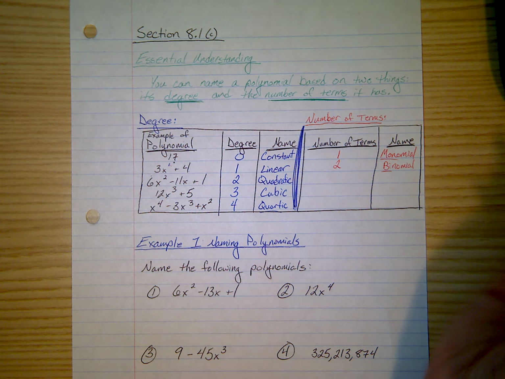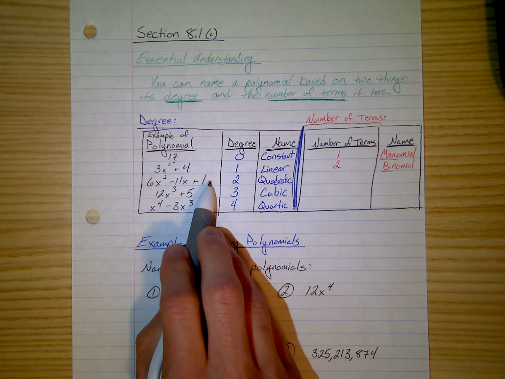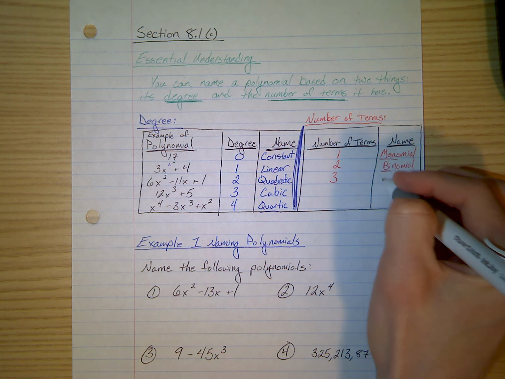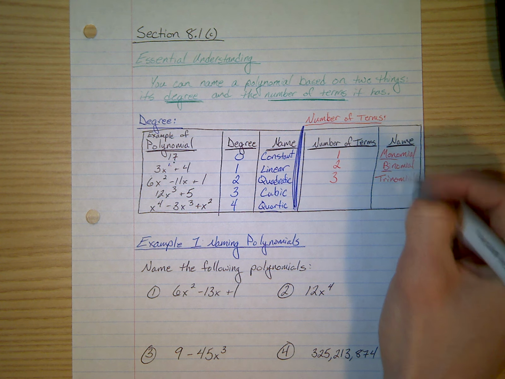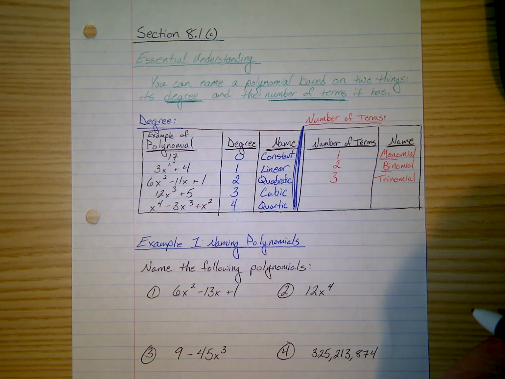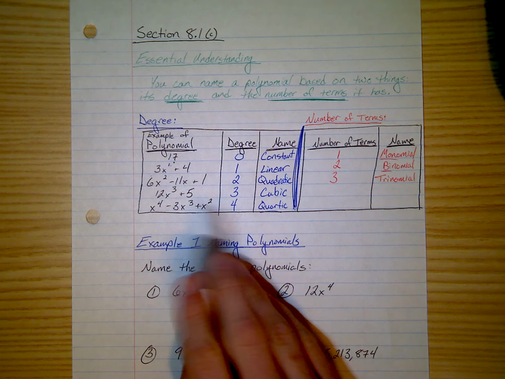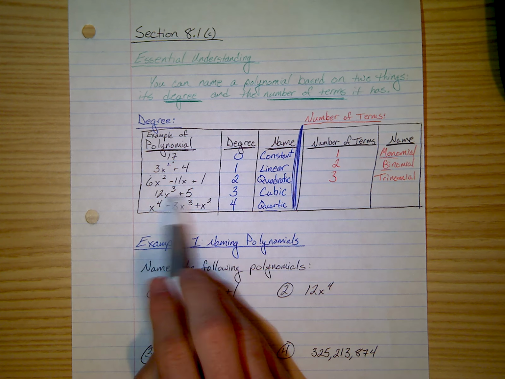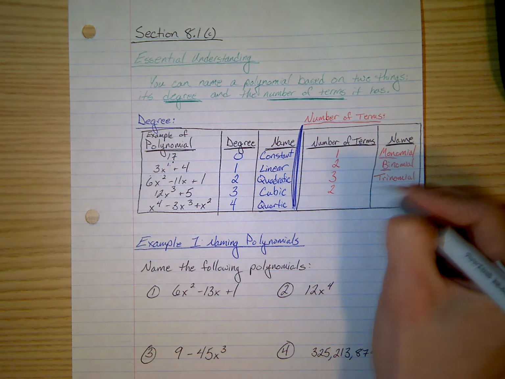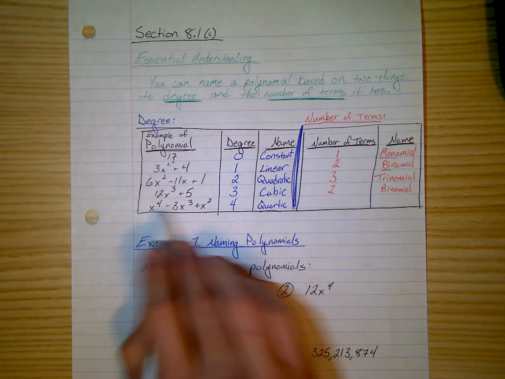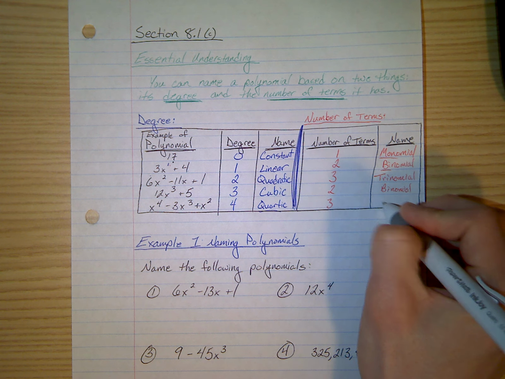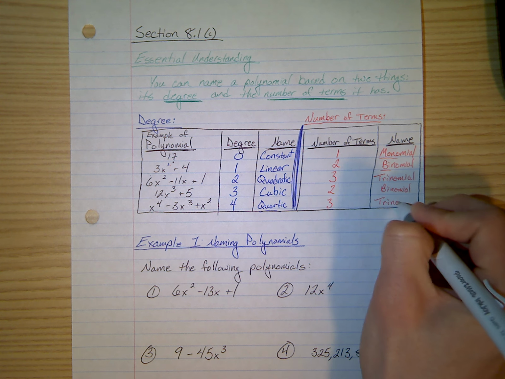6x squared minus 11x plus 1. That has 3 terms. That is a trinomial. These ones, I think, make a little bit more sense. They're easier for kids to understand. The last 2 examples are just repeats. You only have 2 terms here, so this would be another example of a binomial. And this last one has 3 terms, so it's another example of a trinomial.